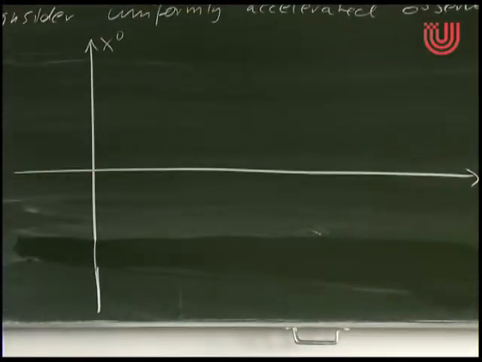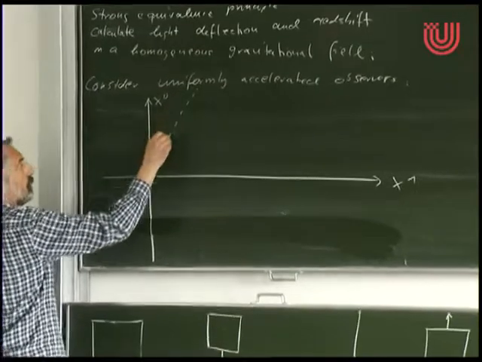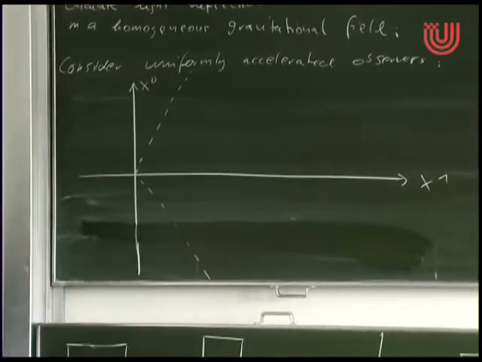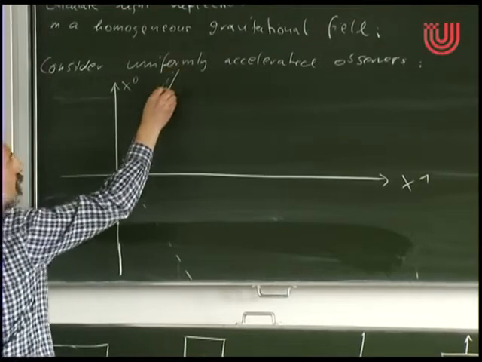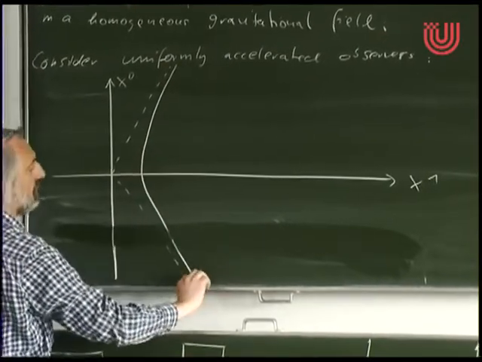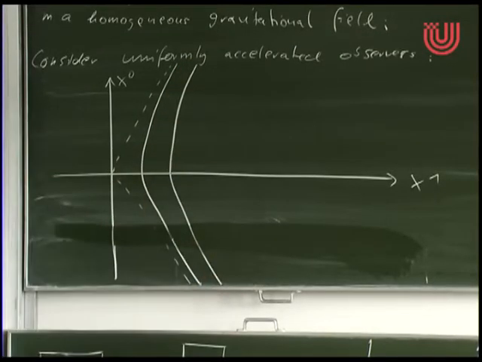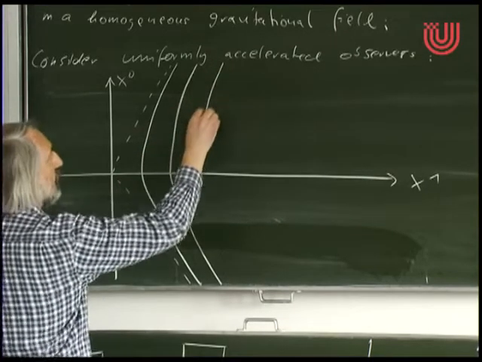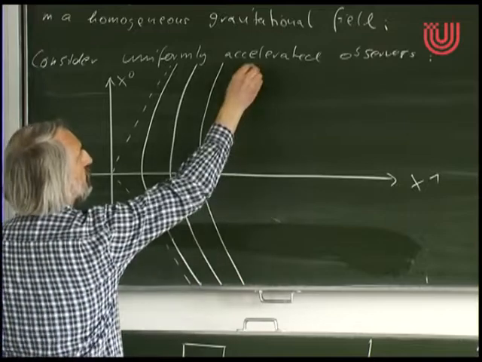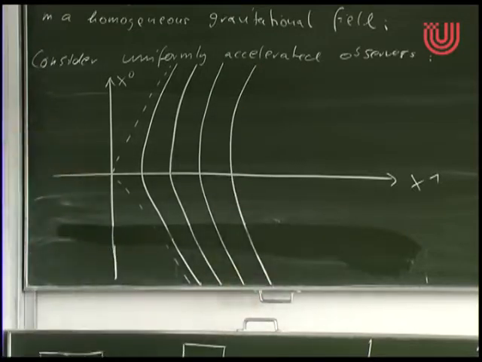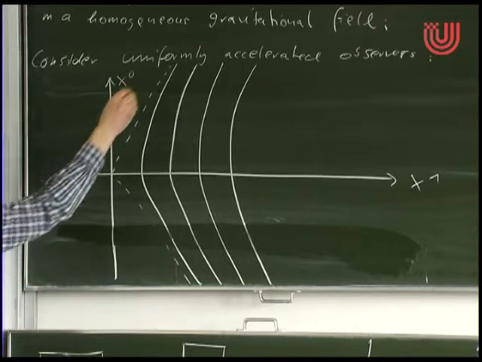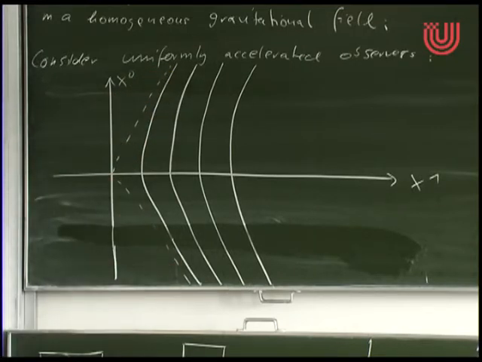And then hopefully everybody remembers what the world lines of uniformly accelerated observers are. We have discussed them several times. They are hyperbolas, which are parallel to each other. These are the famous Rindler observers. I think this is not a perfect picture, but I hope you get the general idea. We have to restrict to the so-called Rindler wedge, so these observers are only defined in this part of space-time.